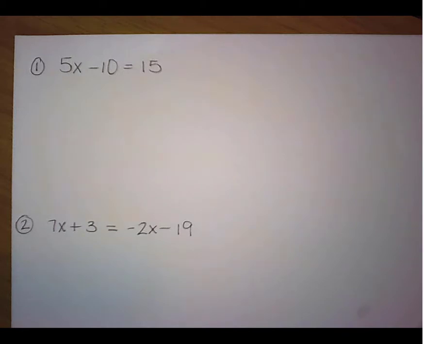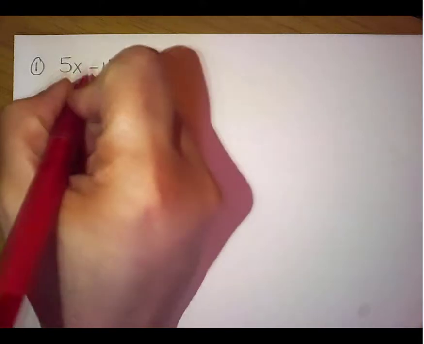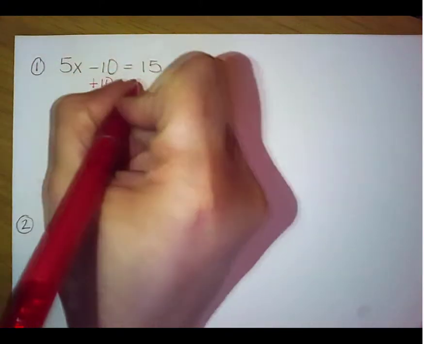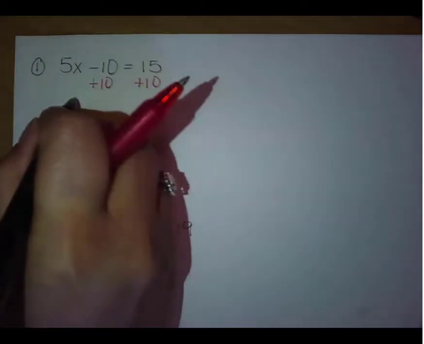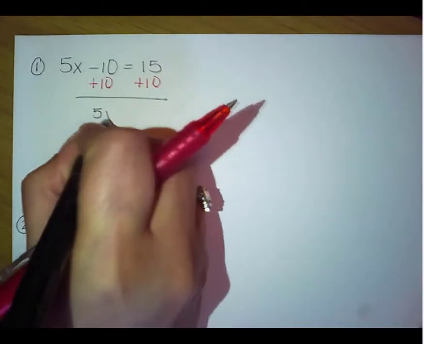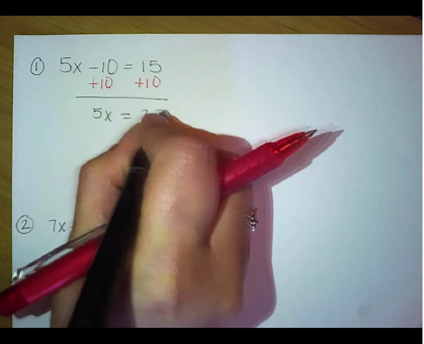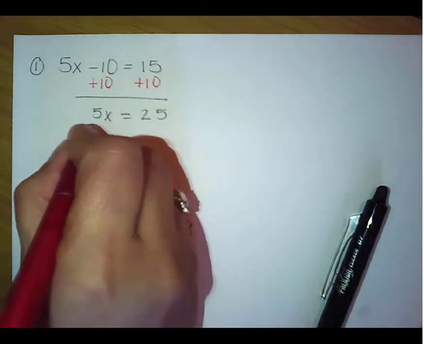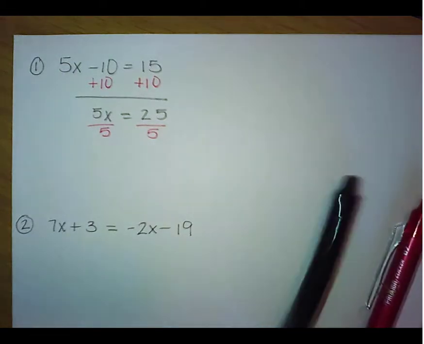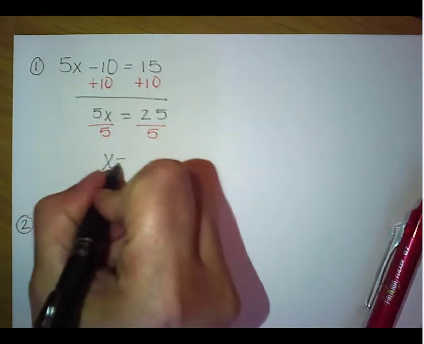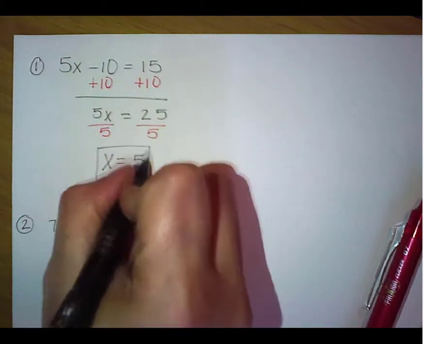So we're going to start off with that first one, 5x minus 10 equals 15. The first thing we're going to do is add 10 to both sides. Once we do that, that's going to give us 5x is equal to 25. The next thing we're going to do is divide both sides by 5, which is going to give us a final answer of x equal to 5.